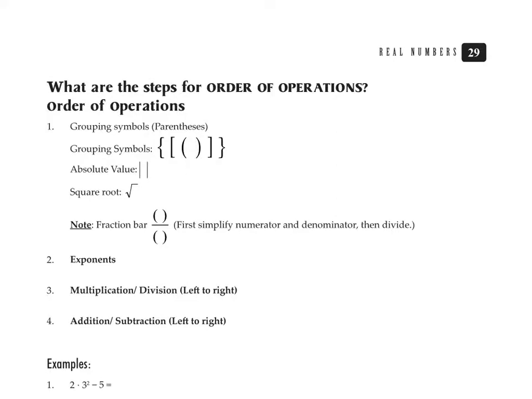After we work grouping symbols, then we work any exponents. Then we work multiplication and division. And this is really important here. Multiplication and division are left to right. Always left to right. Multiplication does not always come before division. We work them left to right.